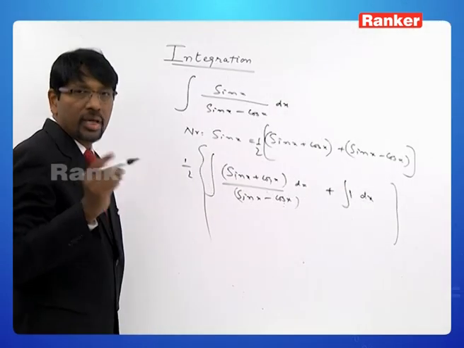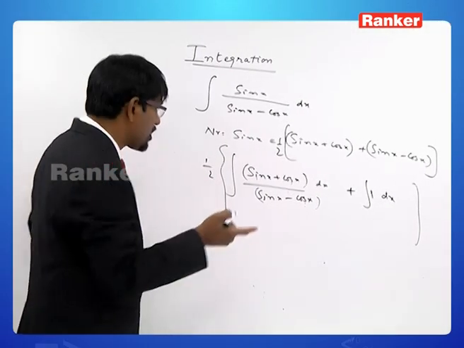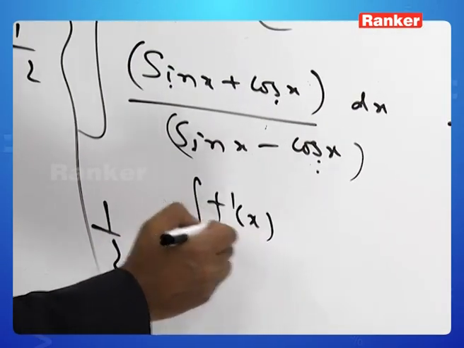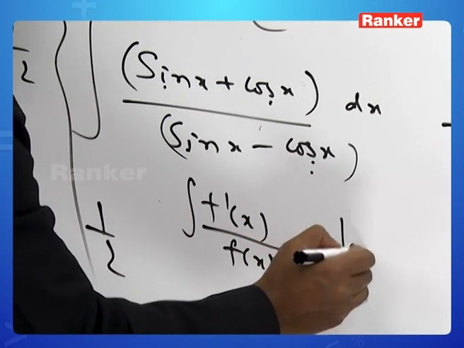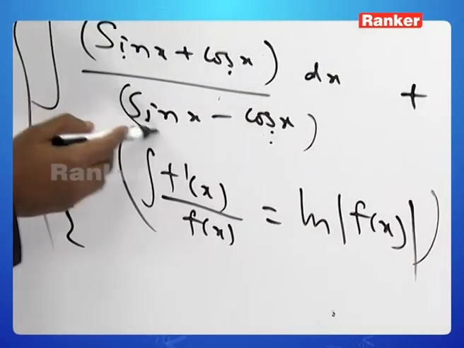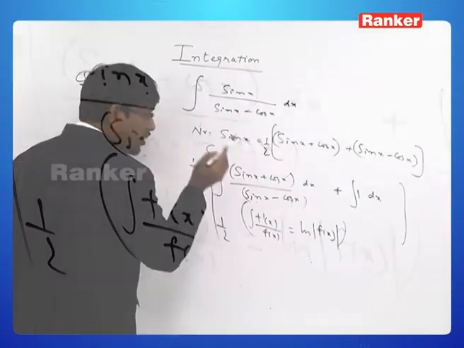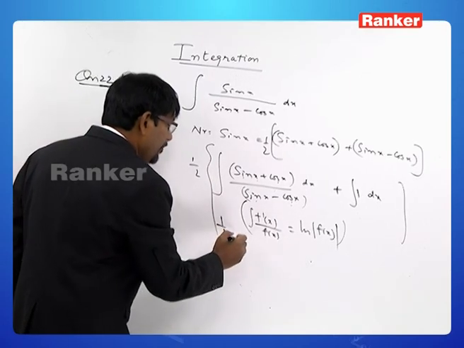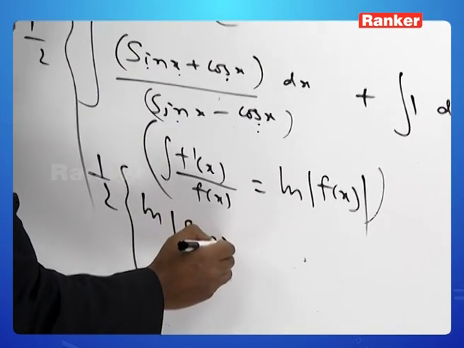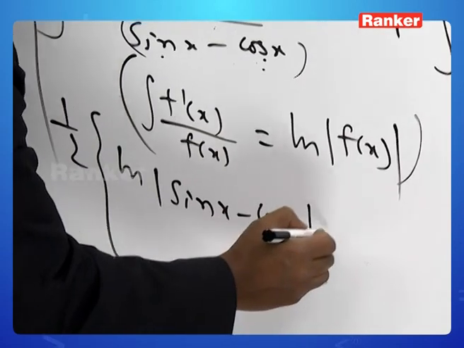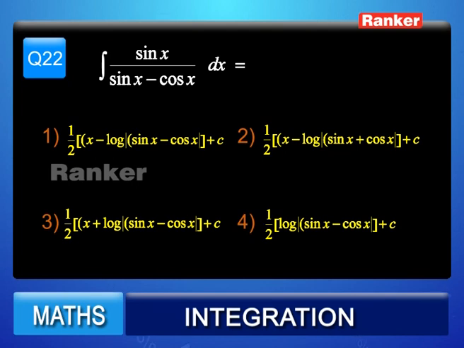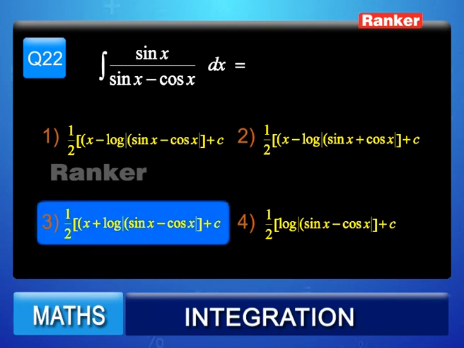Now, it is in the form of f dash of x by f of x. What is the integral? Log mod. So, we are using the integral of f dash of x by f of x is equal to log mod f of x. So, using this, the derivative of the denominator is the numerator here. So, it is clear that it is log mod sin x minus cos x and plus x plus C, and that is clearly seen in the option 3. So option 3 is the right answer.